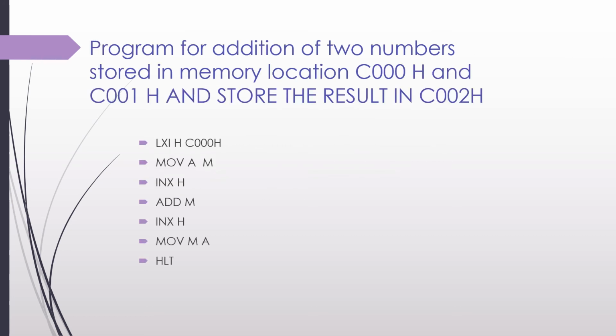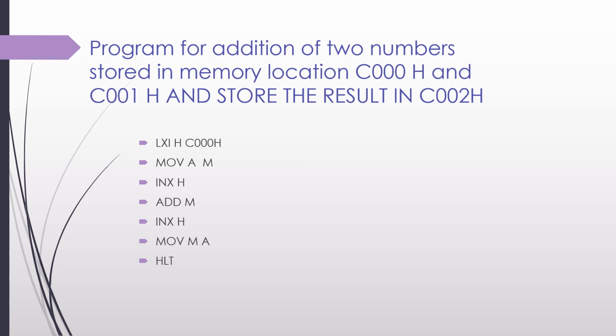Okay, I have given you one more program here. That is a program for addition of two numbers stored in C1000 and C1001 and store the result in C1002H. There is some data in C1000, there is some data in C1001 also, and whatever the addition of C1000 and C1001 is, store that in C1002. First we have to point to C1000. So the instruction that we are going to use is LXI H, C1000. The meaning of this instruction is store C1000 in H and L pair.